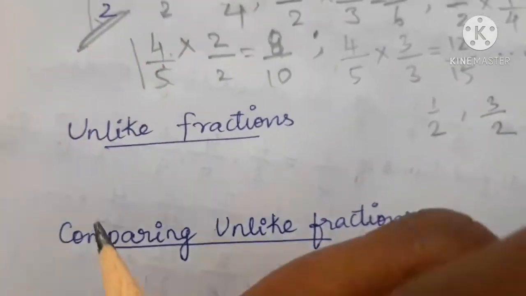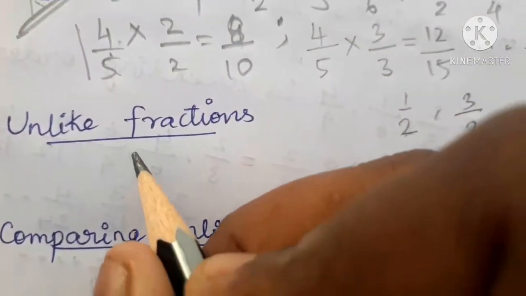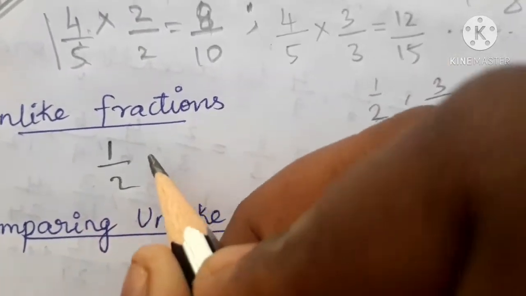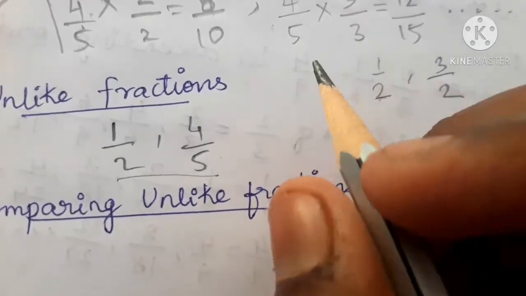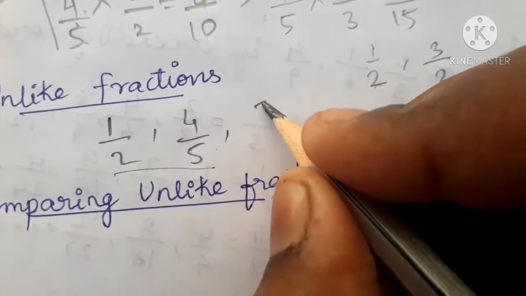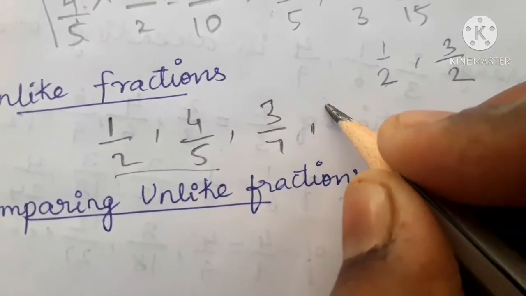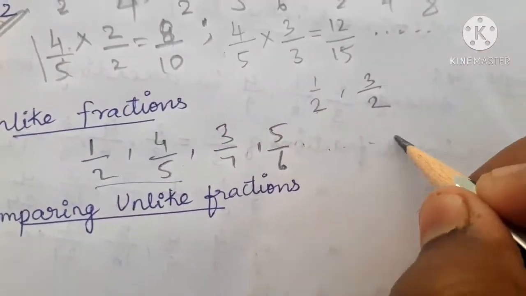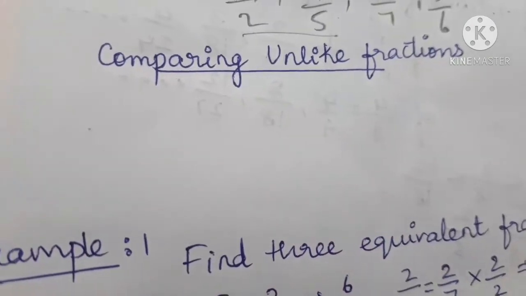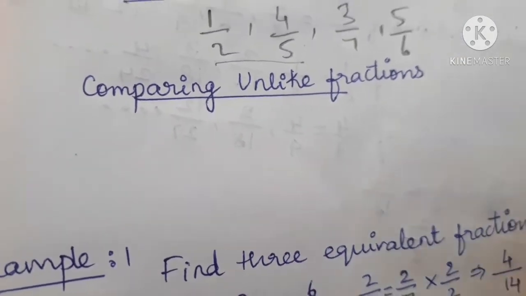Okay, I'll give you some examples for unlike fractions. Take 1 by 2 itself and 4 by 5. So these two are unlike fractions, and you can go on with 3 by 7, 5 by 6. Okay, it will also go on continuing. Our next topic is comparing unlike fractions.